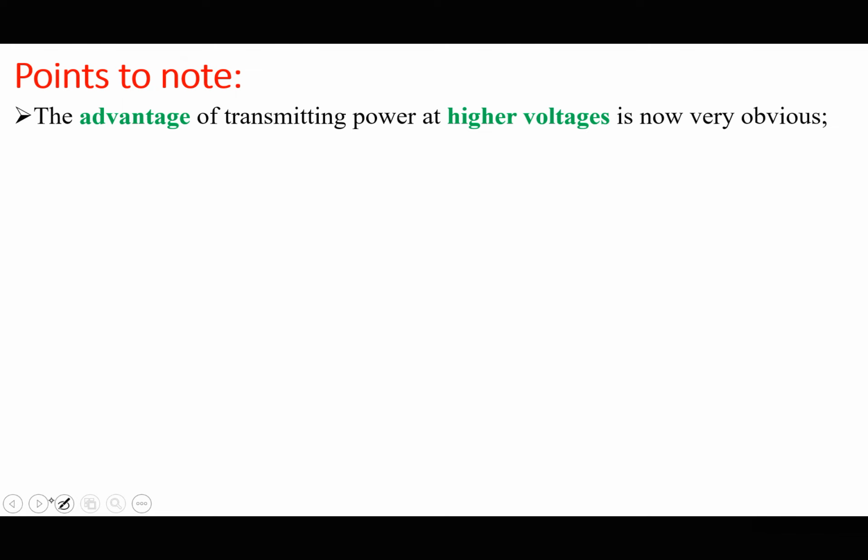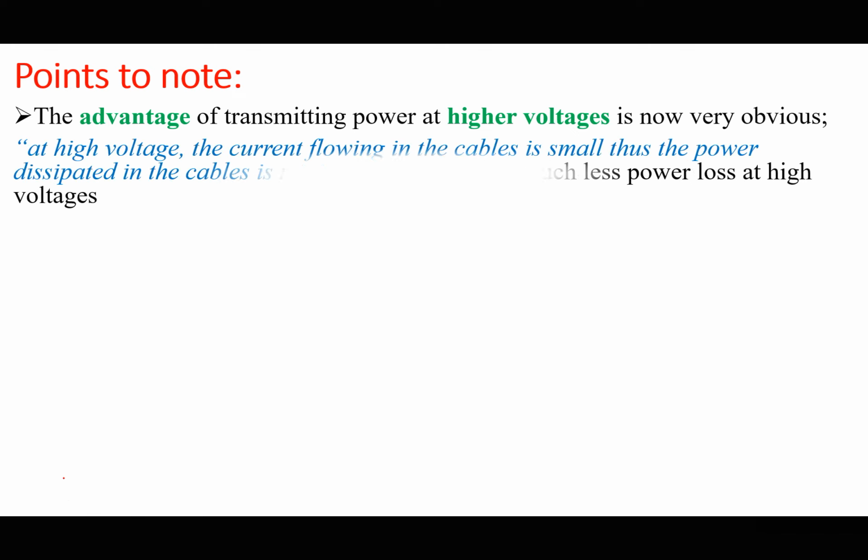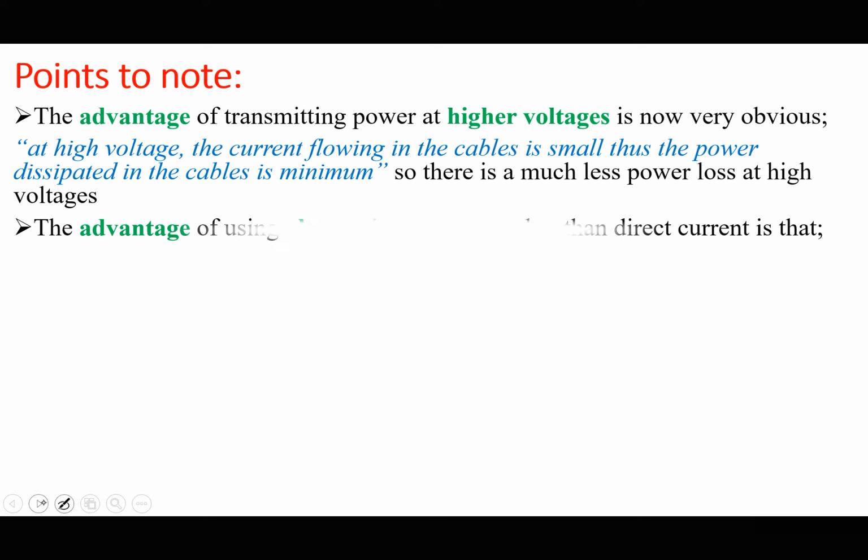The advantage of transmitting power at a high voltage is now very obvious. And how is it obvious? We have seen that at high voltage, the current flowing in the cables is very small, thus the power dissipated in the cables is minimum. So there is much less power loss at high voltages, because the current flowing is very small.